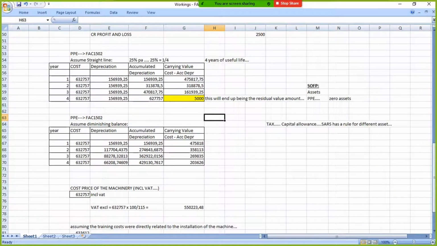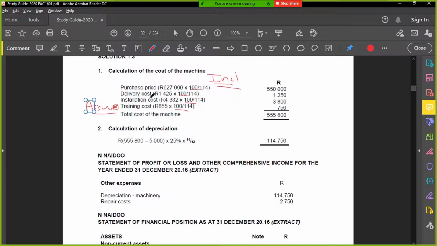Okay, let's have a look. Are you happy with what they've done? We've done the same thing, but we've updated the solution. We haven't used 14, we used 15. We've done 2 workings. One working without the training cost because we assumed that the training cost was for operations. They've assumed the training cost was for the installation. But they also didn't specify if the VAT was included.